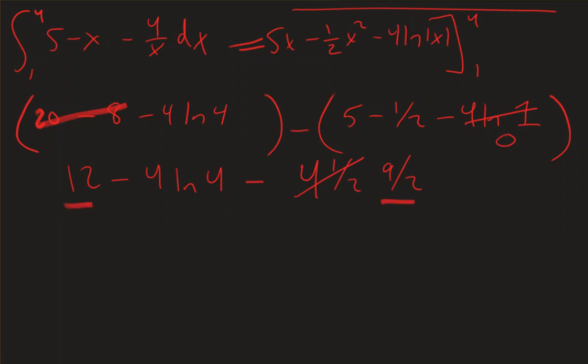And if we combine these two together, let's see, 12 minus 4 would be 8. So minus another half would be 7.5, which is 15/2 minus 4 natural log of 4.